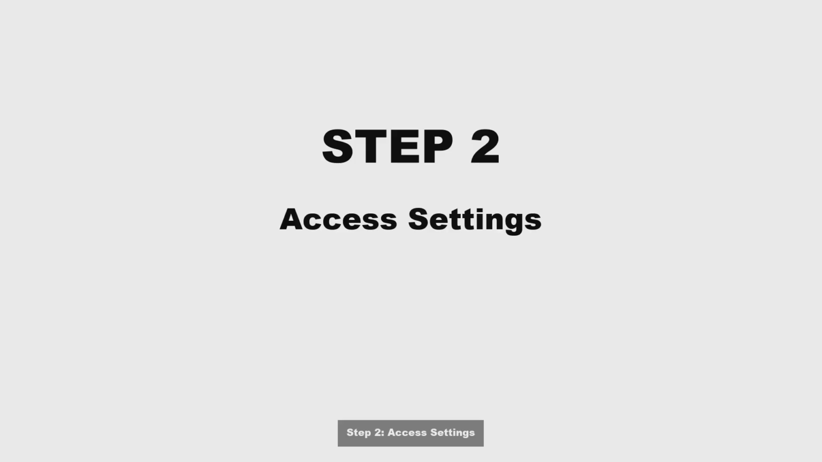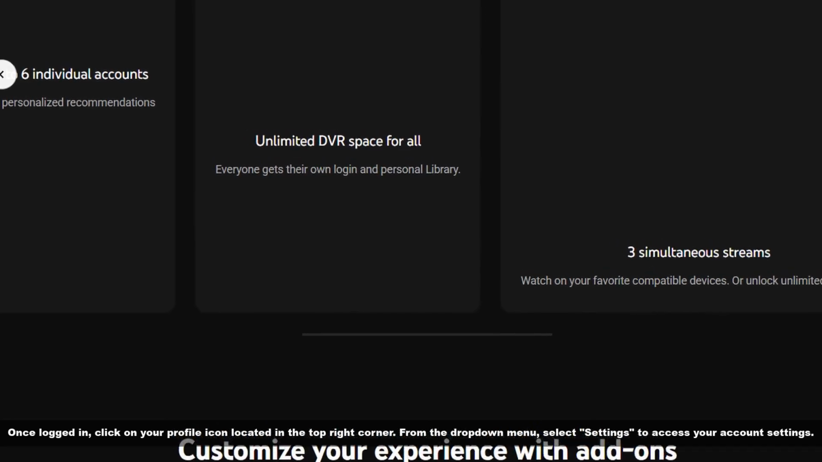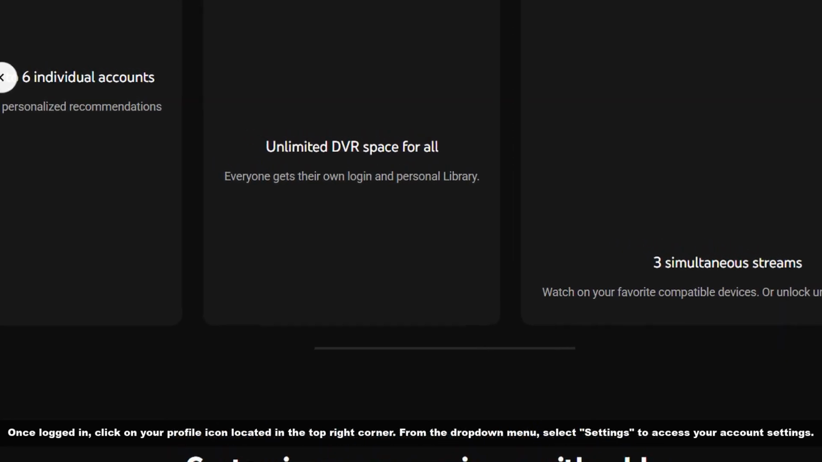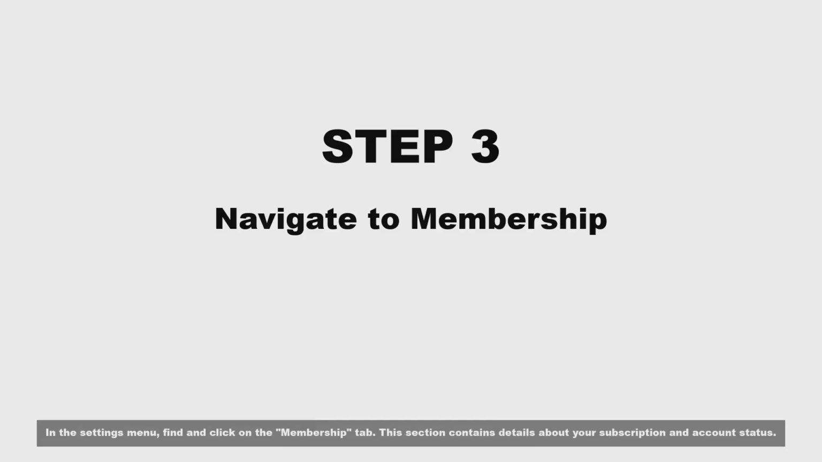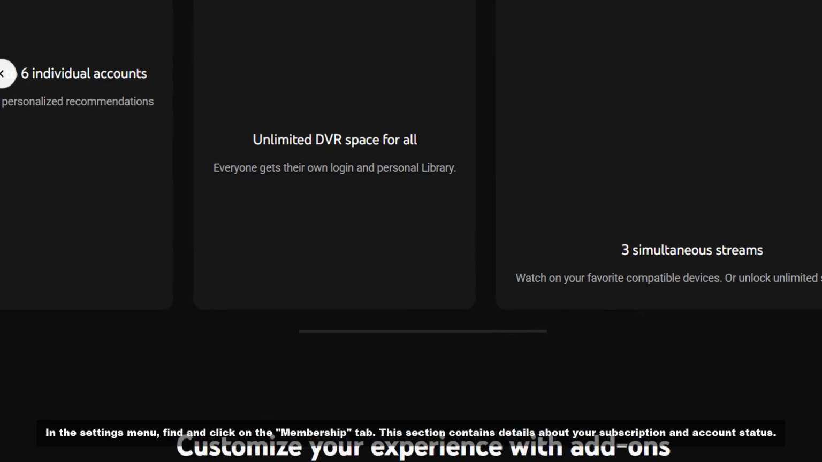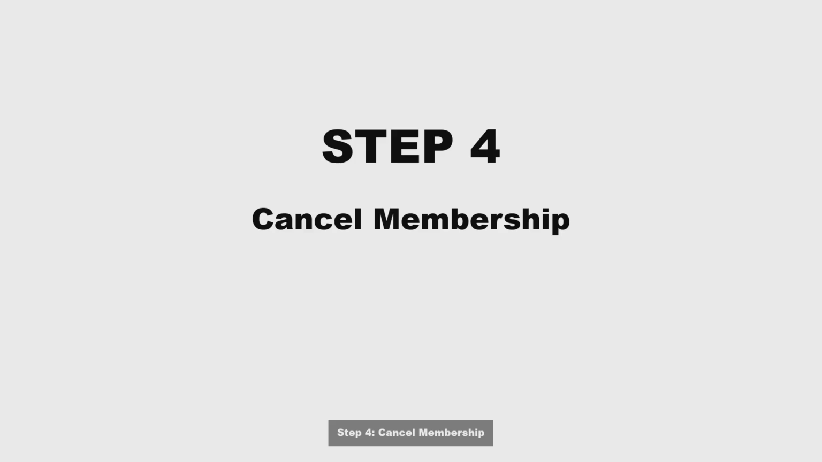Step 2. Access settings. Once logged in, click on your profile icon located in the top right corner. From the drop-down menu, select Settings to access your account settings. Step 3. Navigate to Membership. In the Settings menu, find and click on the Membership tab. This section contains details about your subscription and account status.